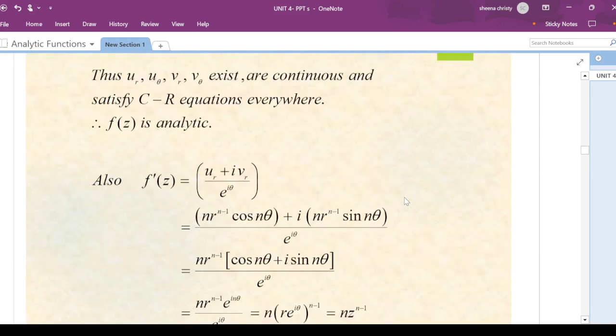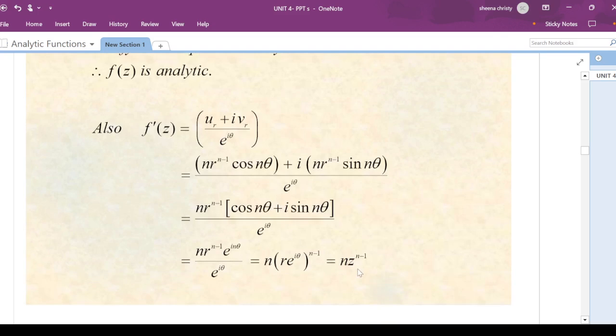Now, to find the derivative of z power n, we make use of this formula: f dash of z equal to u r plus i times v r, divided by e power i theta. Substitute the values of u r and v r, which we have found already. By simplification, you will get f dash of z equal to n into z power n minus 1. This is the ordinary way of finding the derivative, and by making use of the analytic function we also get the same derivative in this manner.